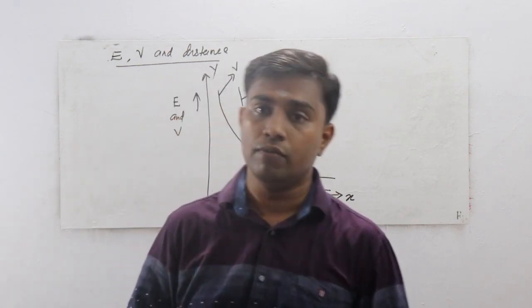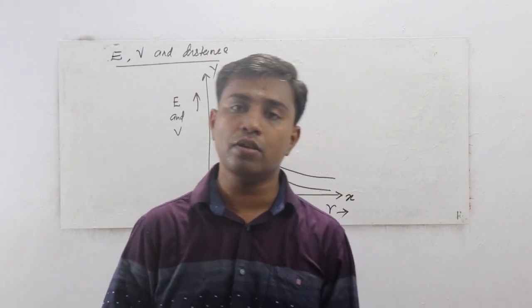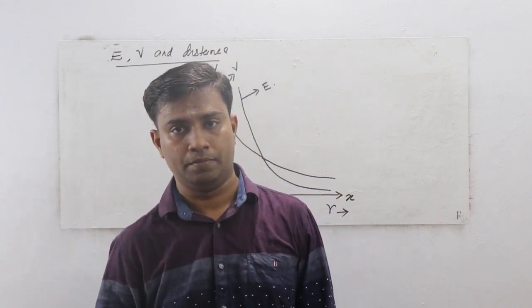That equation is V is equal to 1 by 4 pi epsilon 0 Q by R.